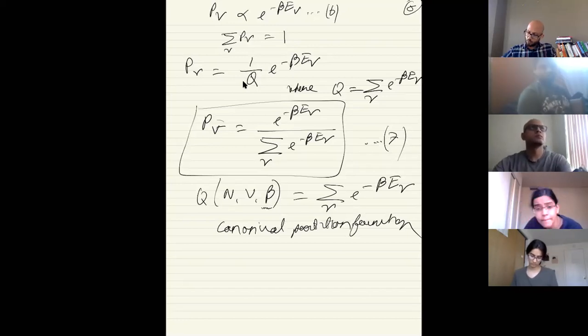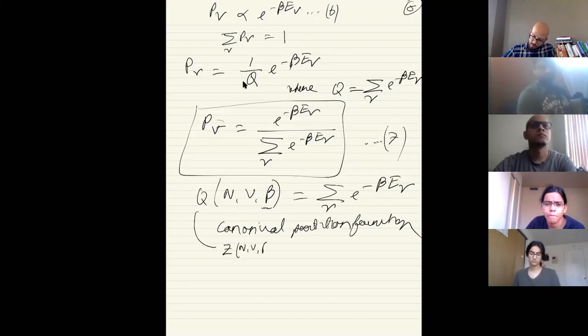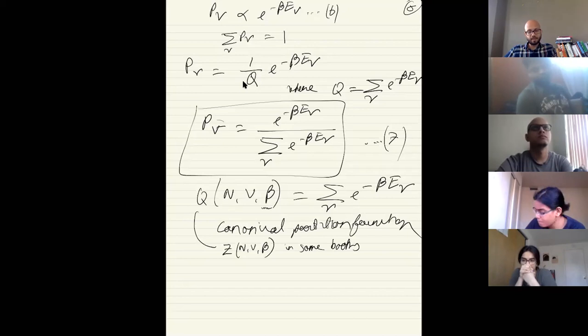And some books also use the symbol Z for it. They call it Z of N V beta. I will be using Q for this because I'm going to use Z later for something else.